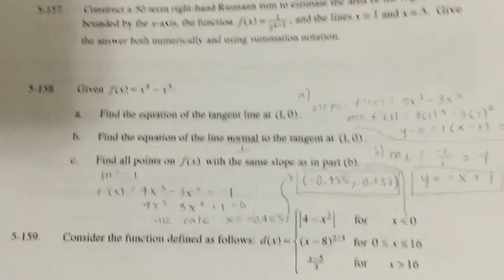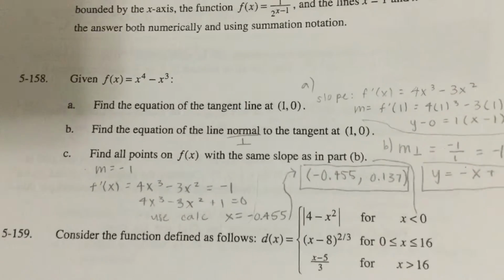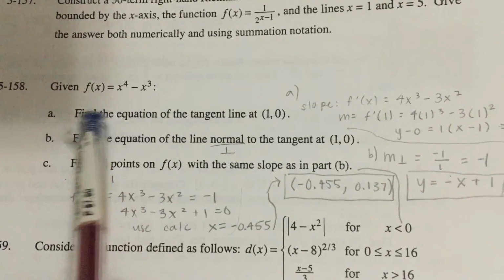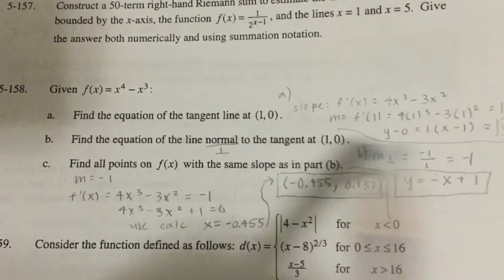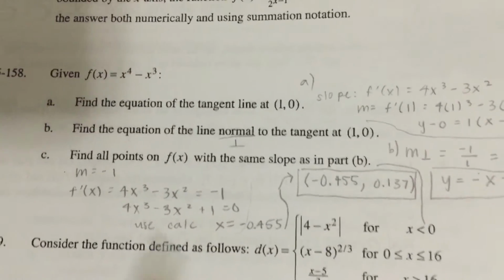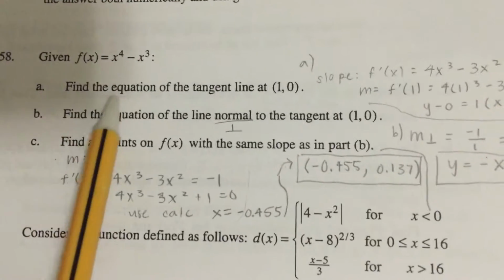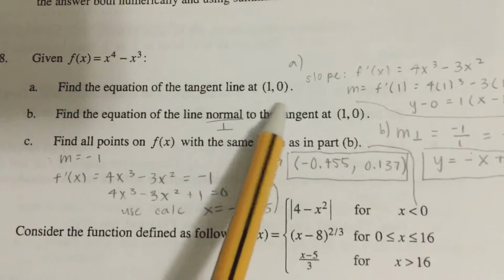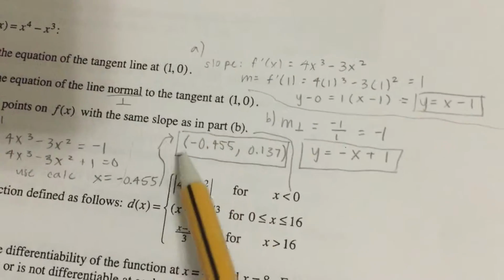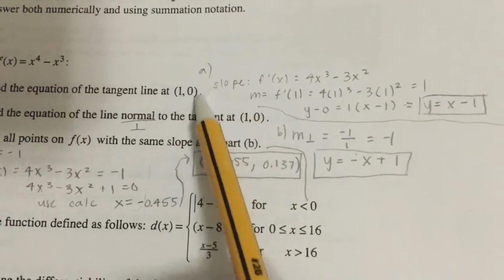This is CPM Calculus Chapter 5, number 158, and the given is f of x equals x to the fourth minus x cubed. For A, it's asking us to find the equation of the tangent line at (1, 0). So for A, you have to find the slope, and we already have a point.